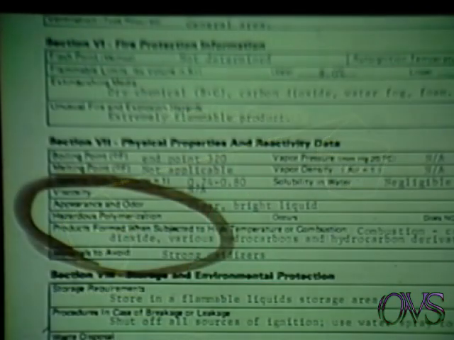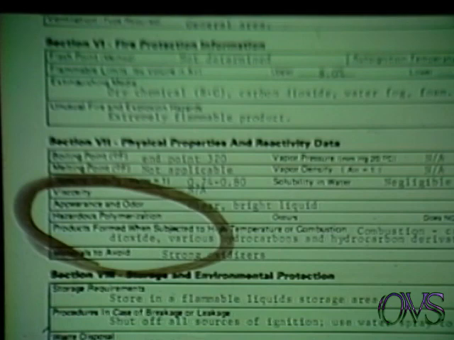Viscosity, appearance, and odor to aid in identification are listed next. Hazardous polymerization is the next line. Hazardous polymerization is very closely related to reactivity. It means that a change in the molecular structure of the substance takes place at a rate which releases large amounts of energy. Note that hazardous polymerization does not occur with JP4.